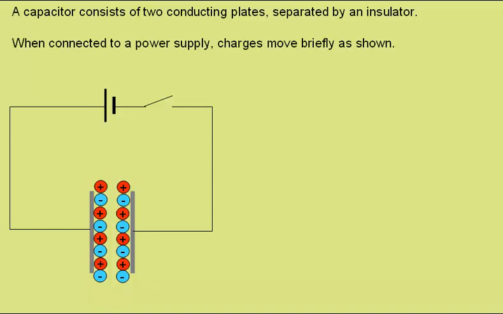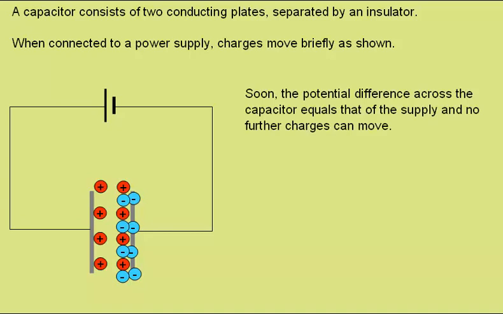When connected to a power supply by closing the switch, the charges will move briefly as shown. So the negative charges are going to move round from the left-hand plate to the right-hand plate. Soon, the potential difference across the capacitor will equal that of the supply, and so no further charges can move.